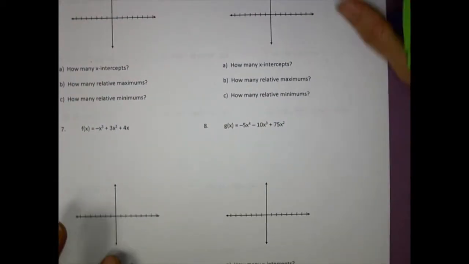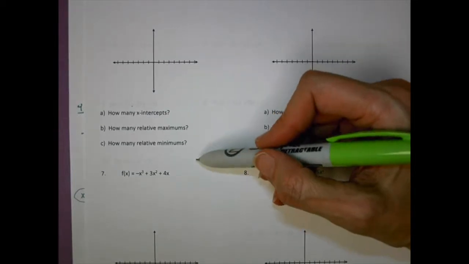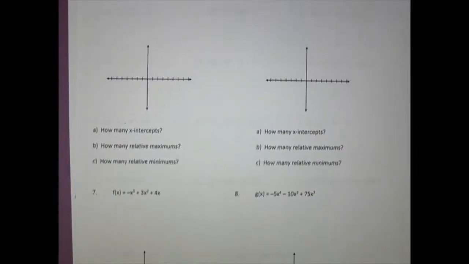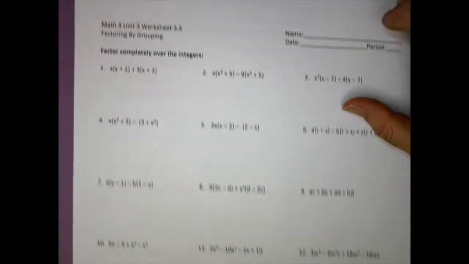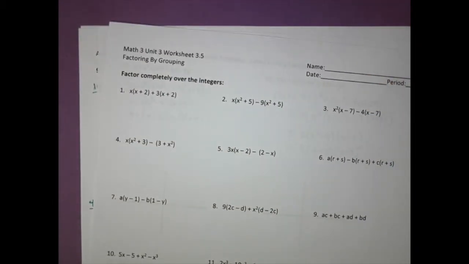And then it will ask you to do the graph and just ask how many relative maximums there were, how many relative minimums, answer those types of questions. The next worksheet, 3.5, is about factoring by grouping. Now, this should be really familiar.